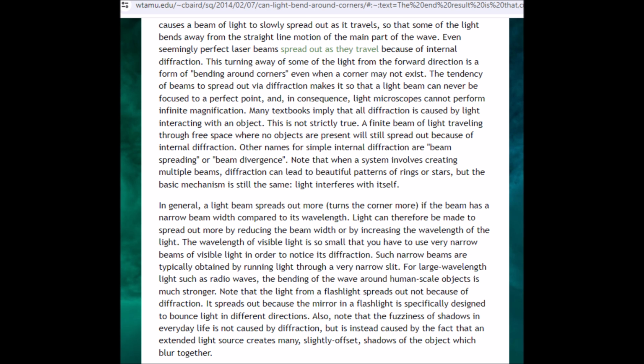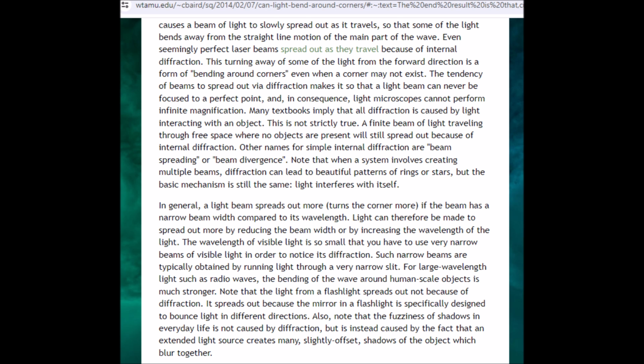This turning away of some of the light from the forward direction is a form of bending around corners, even when a corner may not exist. The tendency of beams to spread out via diffraction makes it so that a light beam can never be focused to a perfect point, and in consequence, light microscopes cannot perform infinite magnification. Many textbooks imply that all diffraction is caused by light interacting with an object. This is not strictly true. A finite beam of light traveling through free space where no objects are present will still spread out because of internal diffraction. Other names for simple internal diffraction are beam spreading or beam divergence.